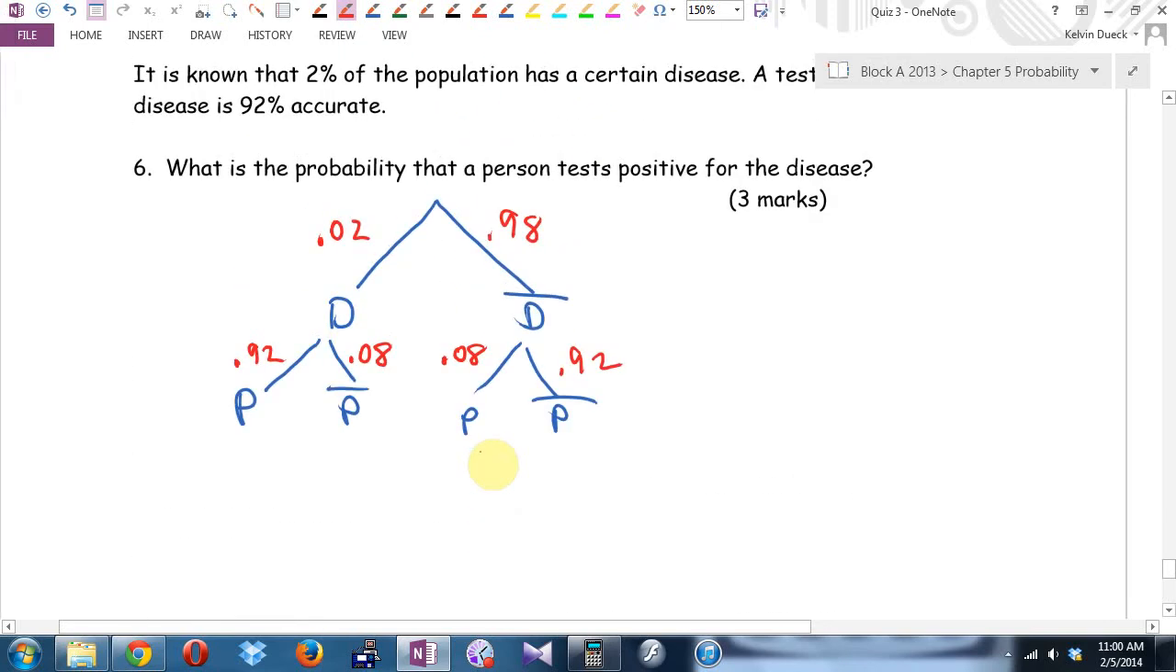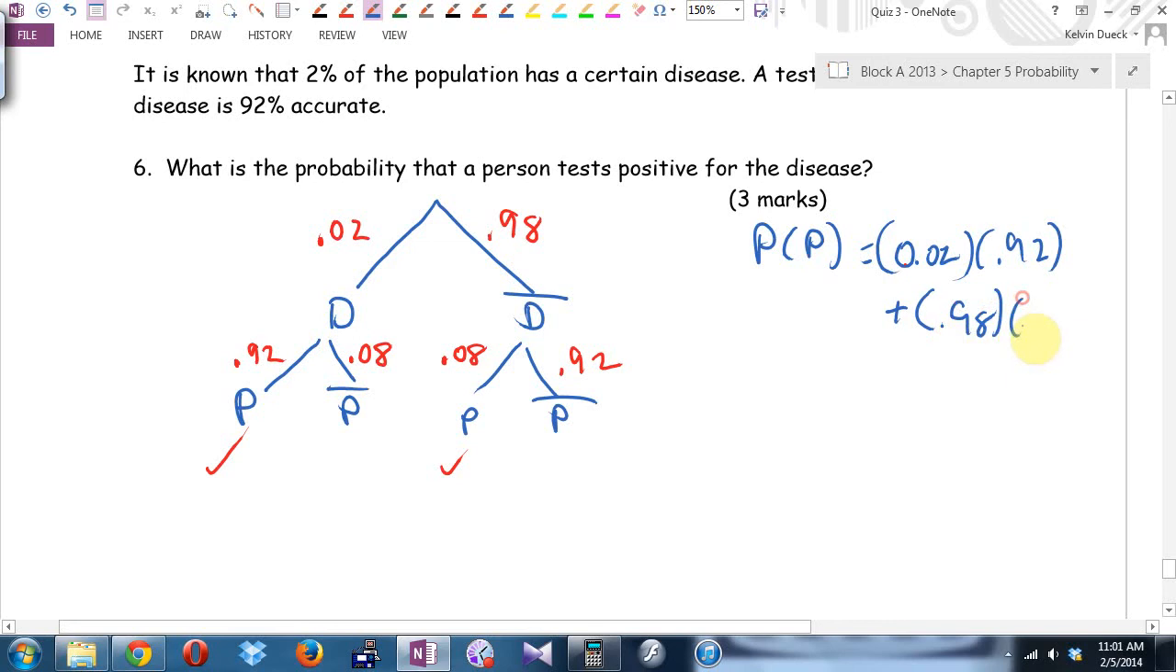One mark for the tree. Then, what's the probability that you test positive? Probability of positive, that's going to be this branch or this branch. It's going to be 0.02 times 0.92, Mr. Dueck, read the numbers correctly, or 0.98 times 0.08. Is that right? That branch or that branch. That's right.